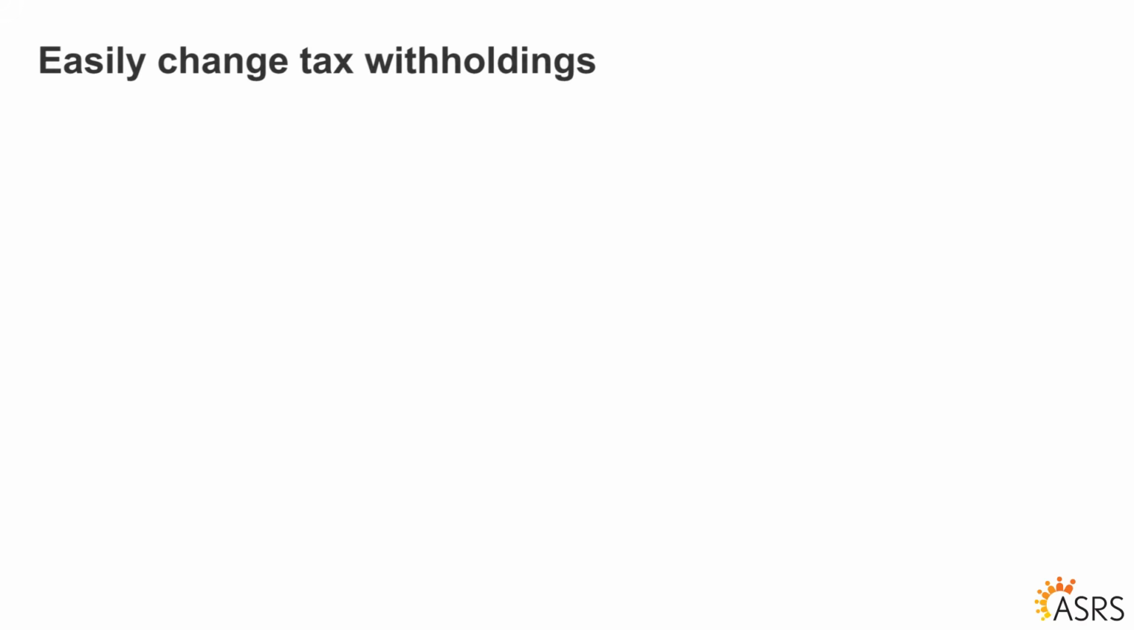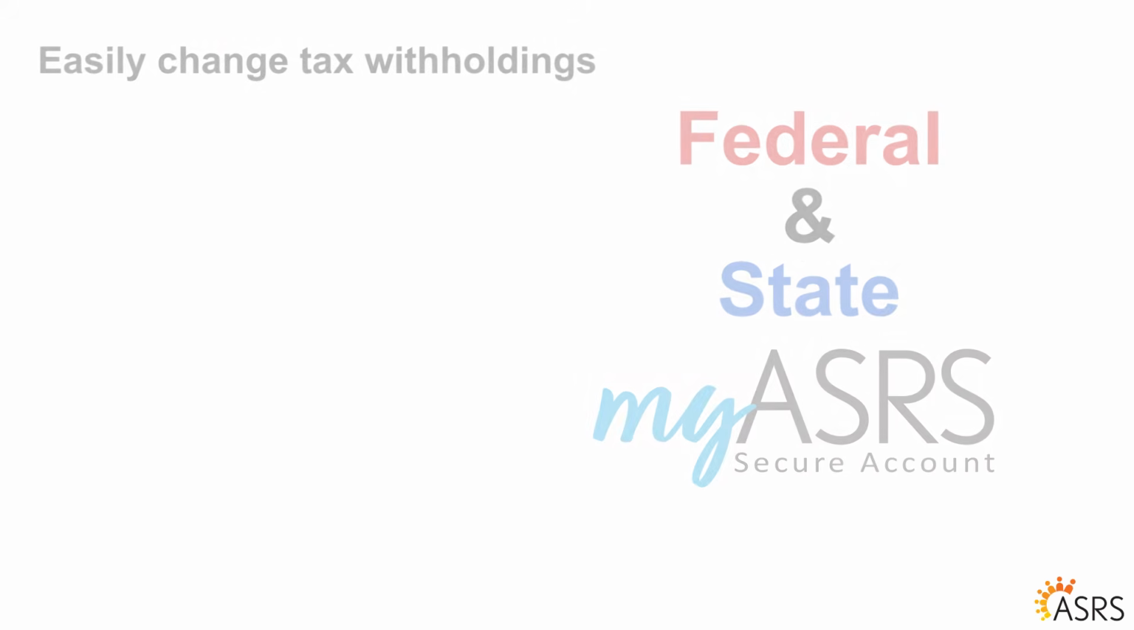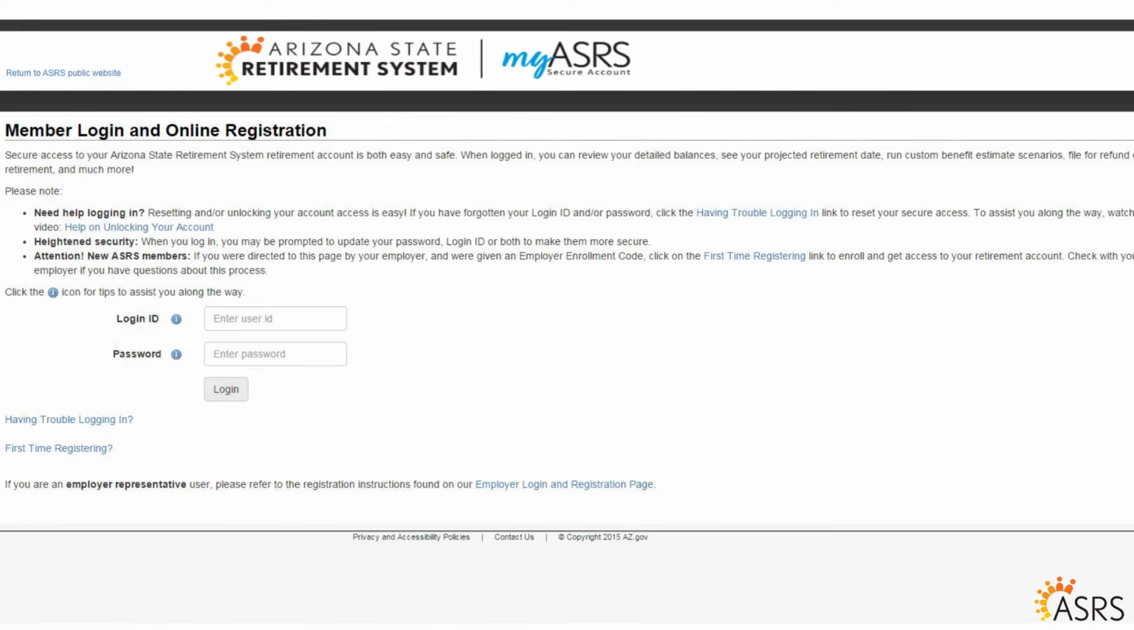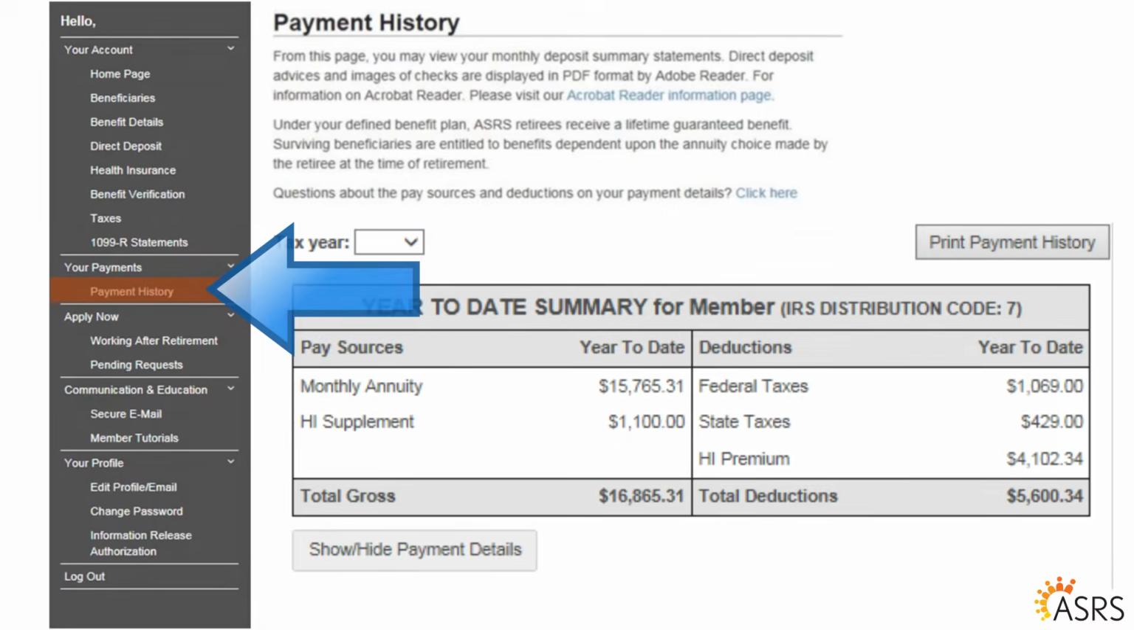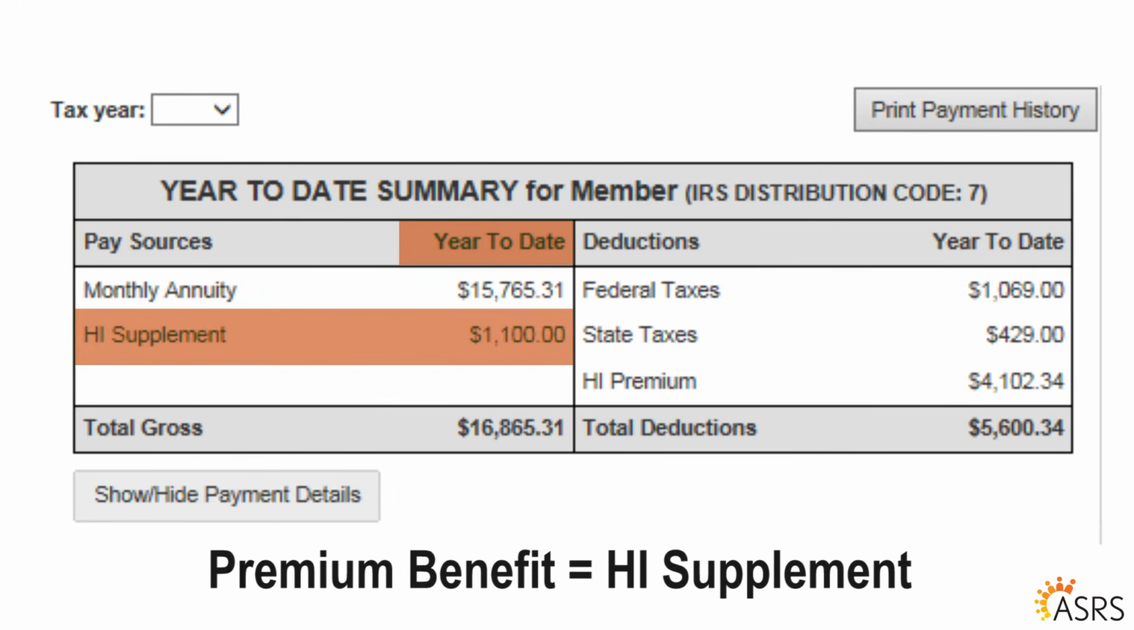Here are a few more things you might want to know. You can easily change your tax withholdings, both federal and state, through your MyASRS Secure account. If you want to know the total amount withheld for your health insurance premiums, log into your Secure account to view your December direct deposit payment history. On the right-hand side, under each year to date, you'll find the total amount of your premiums on the line marked Health Insurance Premium. On the left-hand side of the statement, under Year to Date, you'll find the total amount of your premium benefit on the line marked Health Insurance Supplement.